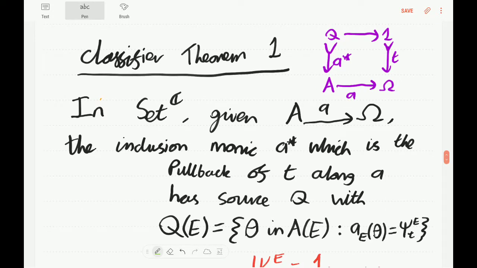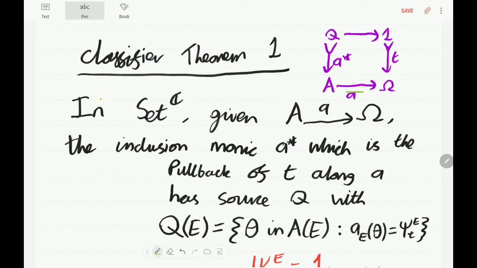And I encourage you to hang on for some practical examples because it's much easier once you see a few examples of how this stuff works. Anyway, here's the idea. So classifier theorem 1.